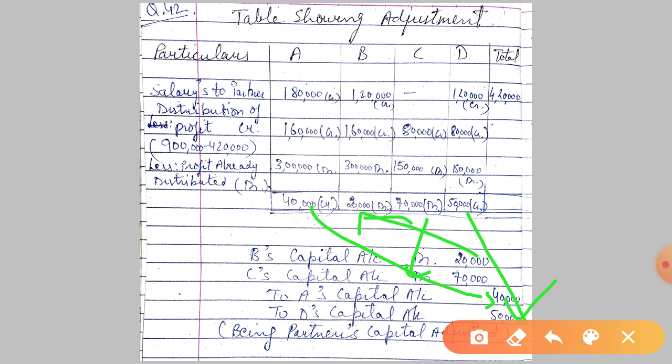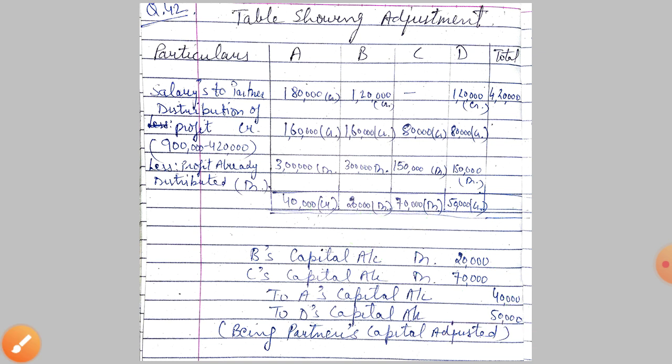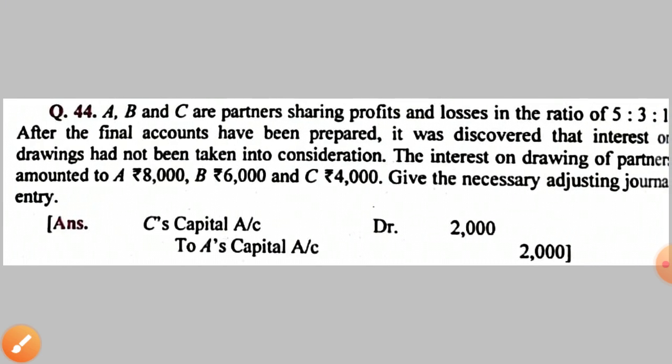In this way the adjustment entry will be passed, and the effect of the transaction which was not treated will come automatically. So no need to re-prepare the P&L appropriation account. We will pass one single journal entry to make the adjustment, and for that purpose we will make a table showing adjustment. We'll move on to another question to make it more clear.